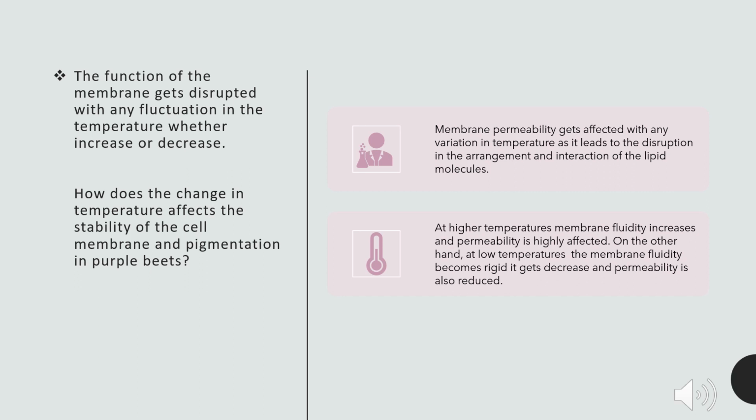Temperature plays a big role in how well the semi-permeable barrier works. If the temperature changes, it can mess up the cell membrane's job. For example, when it gets hot, the membrane becomes more fluid, and this allows things to pass through it more easily. But when it's cold, the membrane becomes stiff and it becomes harder for things to get through it. So think of it like this: at higher temperature, the membrane becomes more fluid, while at lower temperature, it becomes more rigid.